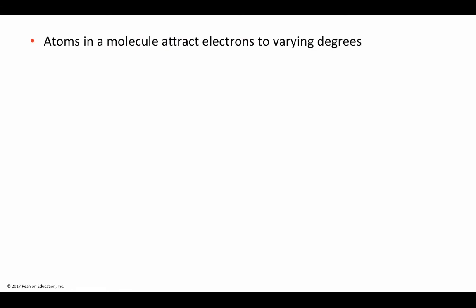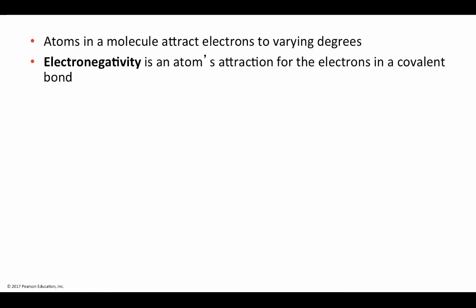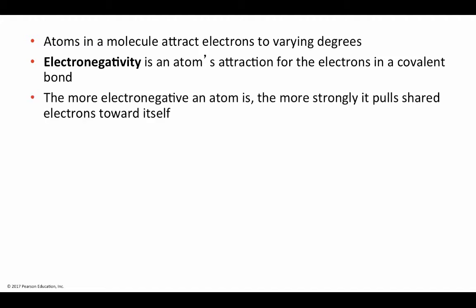Within this very sweet romantic relationship of sharing electrons and completing each other, sometimes these are not relationships of equals. So different atoms have different levels of attraction for those electrons, and this is known as electronegativity. So electronegativity refers to an atom's ability to attract those electrons closer to it in a covalent bond. So the more electronegative an atom is, the more strongly it's going to pull those shared electrons toward itself.